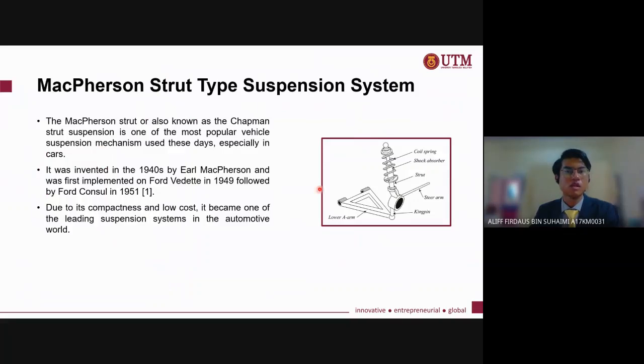So this is the McPherson strut type suspension system, and it is also known as the Chapman strut suspension, and it is the most popular vehicle suspension mechanism used these days, especially in cars. This is because of its compactness and low cost.